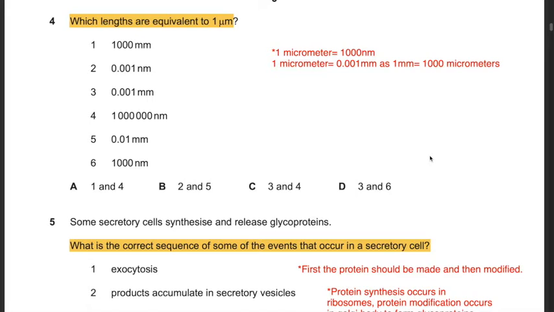1 micrometer is equal to 1000 nanometers, which is obviously correct. Therefore, the answer should have 6 in it. And if you go to the answers A, B, C and D, the only possible answer that has 6 in it is D. And yes, 3 is also correct because 1 millimeter is equal to 1000 micrometers. Hence, 1 micrometer will be equal to 0.001 millimeter. Just apply the math and this question is nothing but easy. Hence, the answer is D.